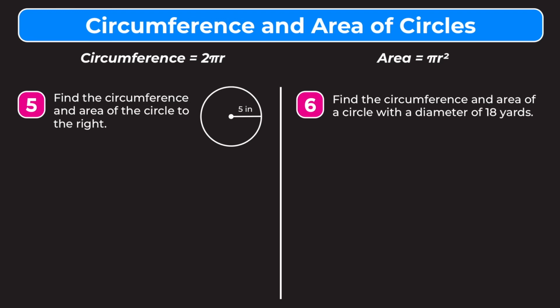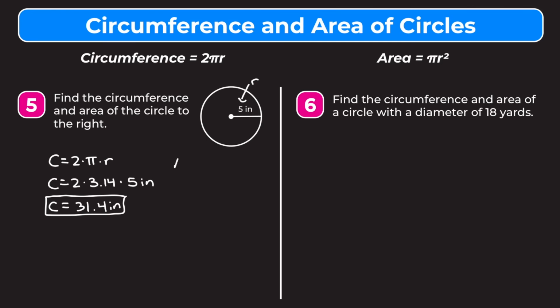So number 5, find the circumference and area of the circle to the right. They give us the radius of 5. So let's jump into the circumference. So we have 2 times pi times our radius. So we're going to do 2 times 3.14 times our radius of 5 inches. And now we just want to put this into our calculator. If you multiply 2 by 3.14 by 5 inches, we should get 31.4 inches.